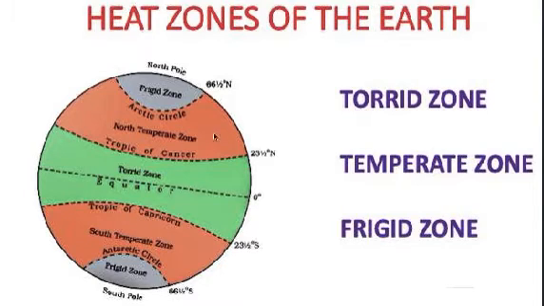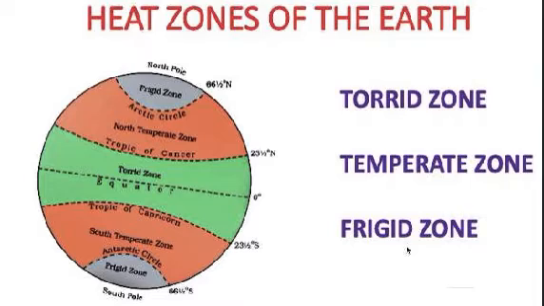Now, again come to the northern hemisphere. The area between the Arctic Circle and the North Pole in the northern hemisphere, and in the southern hemisphere, the area between the Antarctic Circle and the South Pole, which are colored here with the grey color. These areas are known as the frigid zone. You can see here with the grey color. So on the earth we have three heat zones: the torrid zone, the temperate zone and the frigid zone.